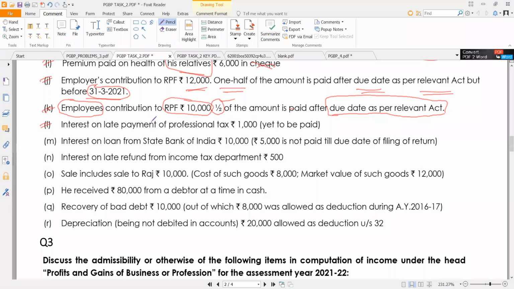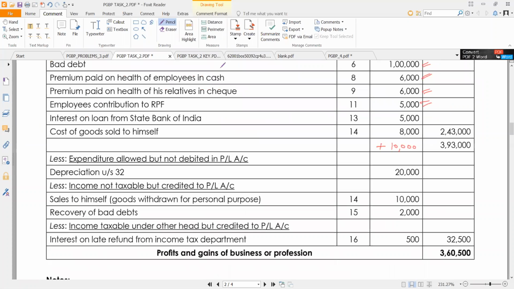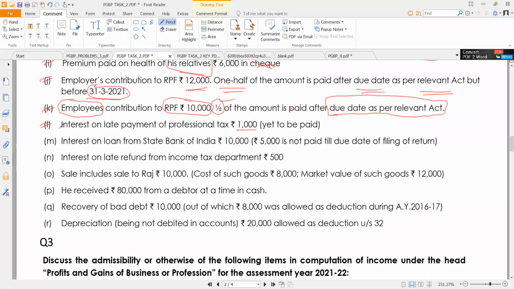That was point number K. Point number L, interest on late payment of professional tax, that is 1,000. That is interest. It's not a penalty, so there is no problem. If it is a penalty, it is different. If it's interest, there's no problem in that.